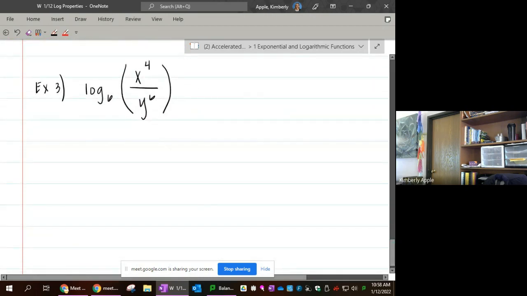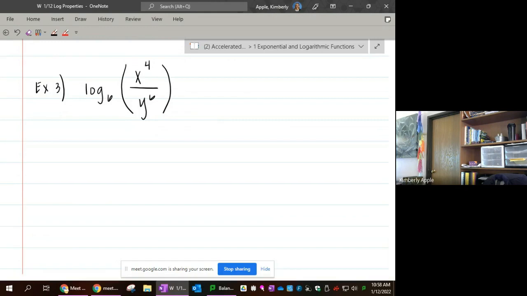So let's look at it and figure out first where our plan of attack is. Remember, I got quotient, product, power. Do you see a quotient inside the log? Quotient is division. Yep. You see powers? Yeah. So we're going to use quotient and power rule on this one.